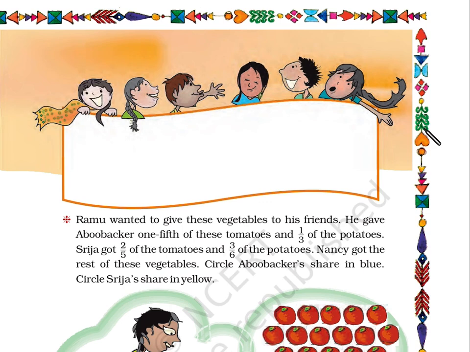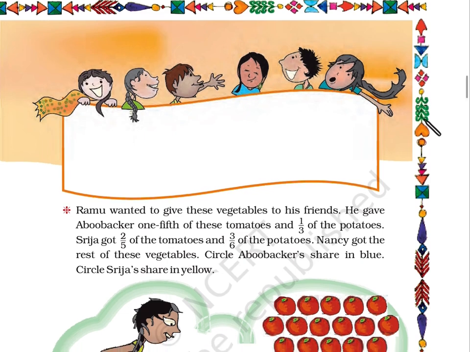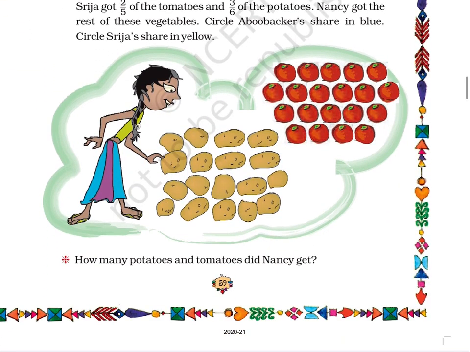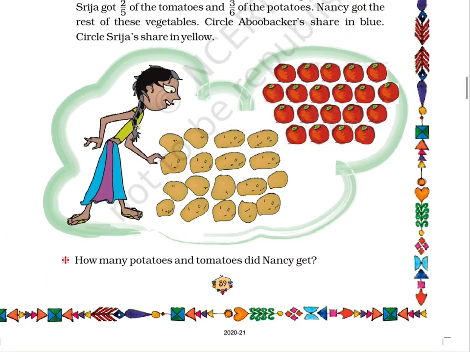Below this we have the picture of the tomatoes and potatoes. You have to circle the shares as asked. How many potatoes and tomatoes did Nancy get? Part 2. Chapter 4 ends here.